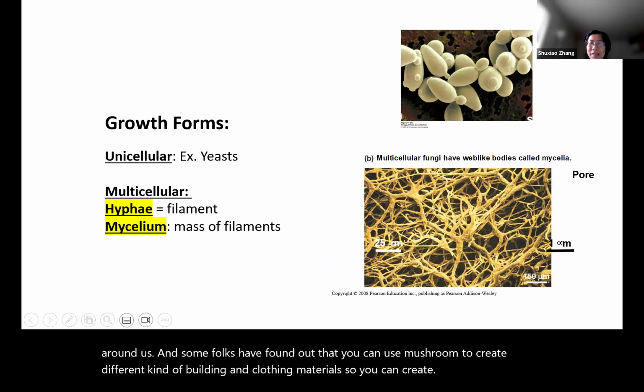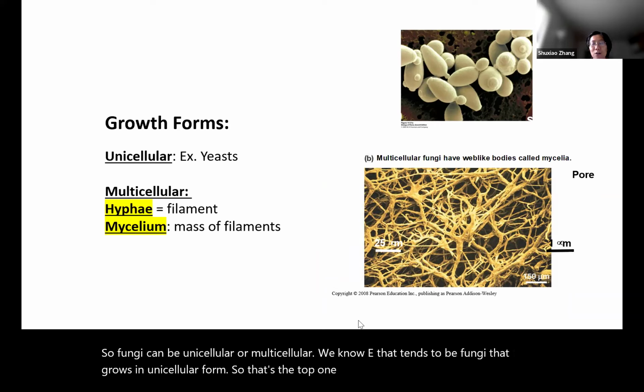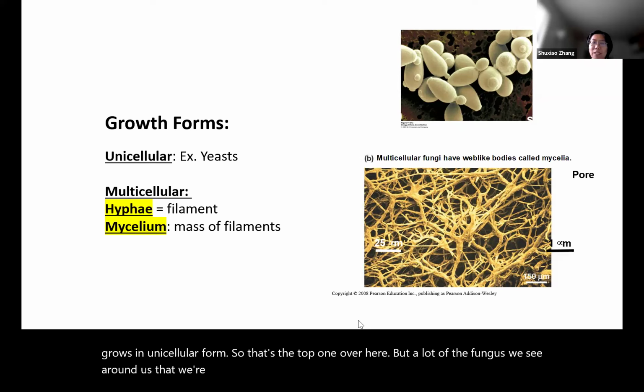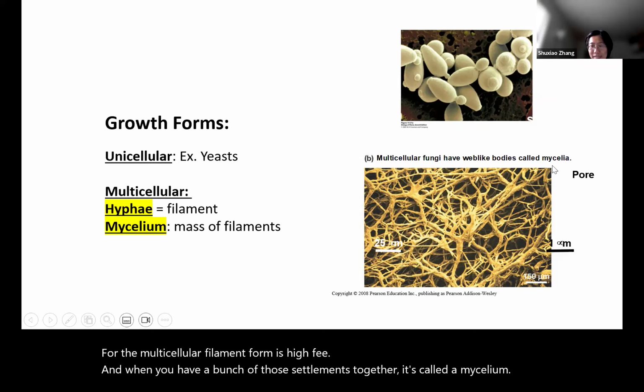And that takes us to the organization of fungi itself. So fungi can be unicellular or multicellular. We know yeast tends to be fungi that grows in unicellular form. So that's the top one over here. But a lot of the fungus we see around us that we're familiar with are multicellular. And the specific term for their multicellular filament form is hyphae. And when you have a bunch of those filaments together, it's called a mycelium. So the plural form of mycelium is mycelia.